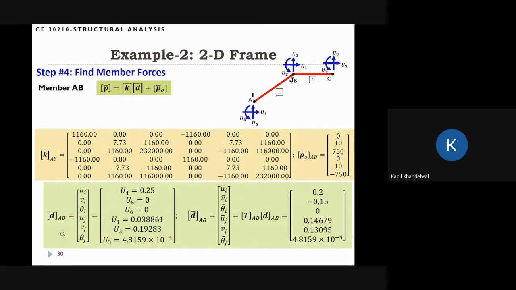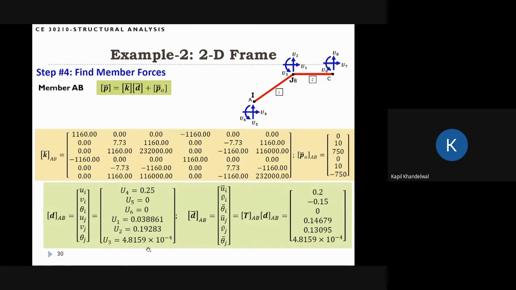And then first we want to calculate the displacement vector of this member in the global coordinate system. So in the global coordinate system, the displacement vector is UI, VI, theta I, UJ, VJ, theta J, okay? And this is the I node. So at the I node degrees of freedom, you can think that UI is actually U4, VI is actually U5, and theta I is U6. And similarly, UJ is U1, VJ is U2, and theta J is U3, okay?